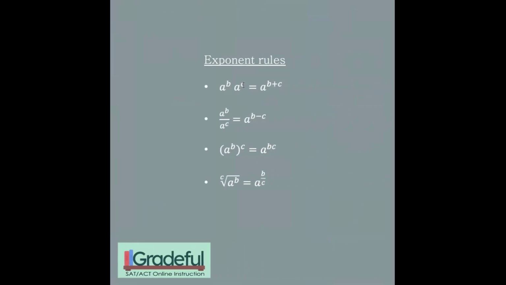If you have a to the b times a to the c, that's a to the b plus c. So when you're multiplying, you're adding. If we have a to the b over a to the c, that's the opposite. If we're dividing, we're subtracting. So we have these two rules as opposites of one another. Multiplying means adding, dividing means subtracting.